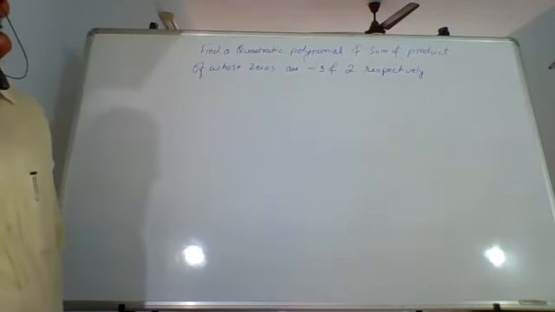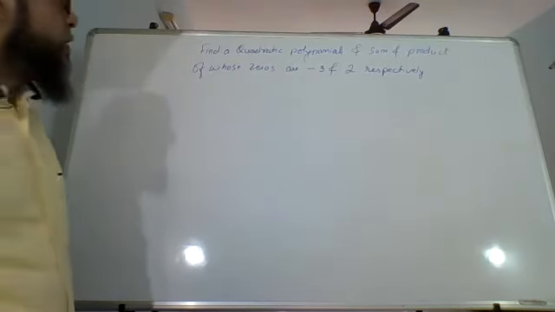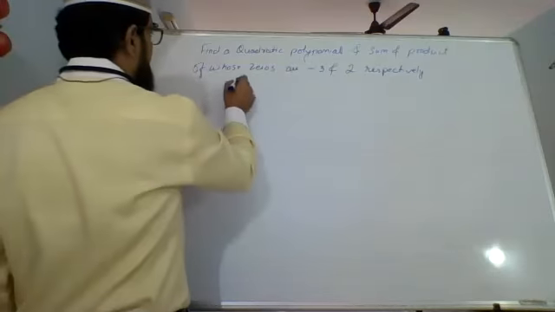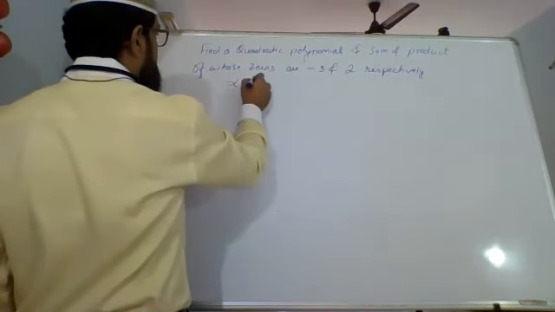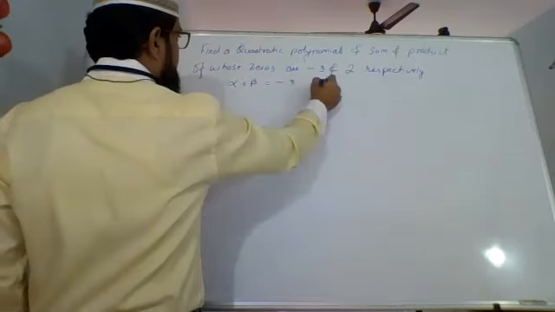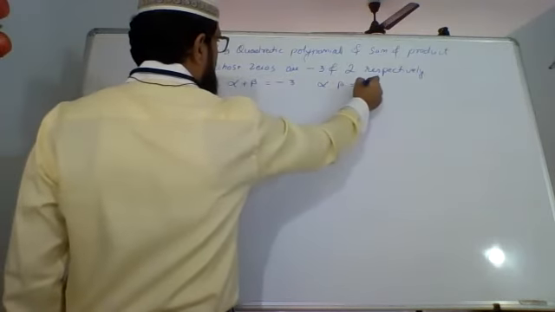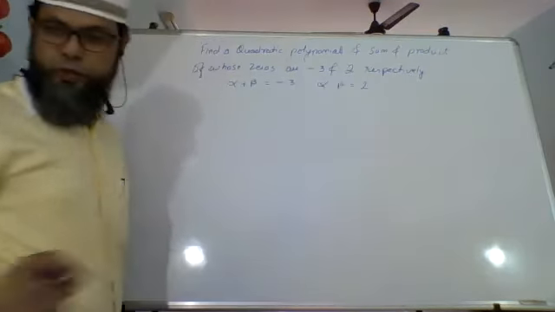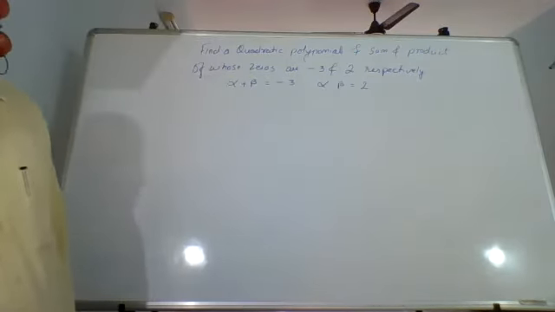Now it is given the other way around. What have they given us? Alpha plus beta is minus 3. Alpha into beta equals 2. That is what they have given us. Now what do we know?